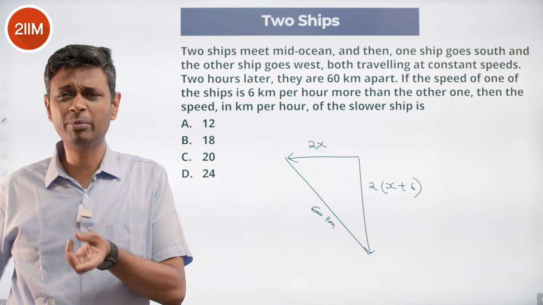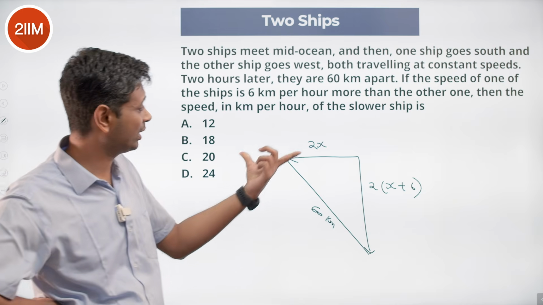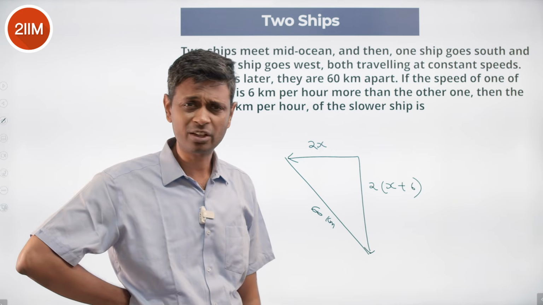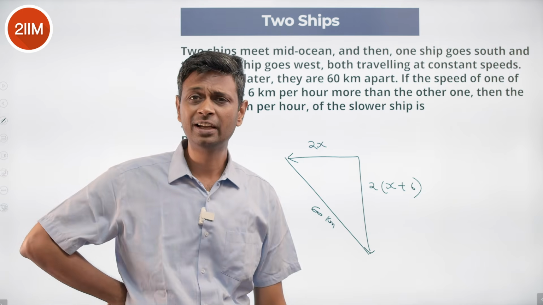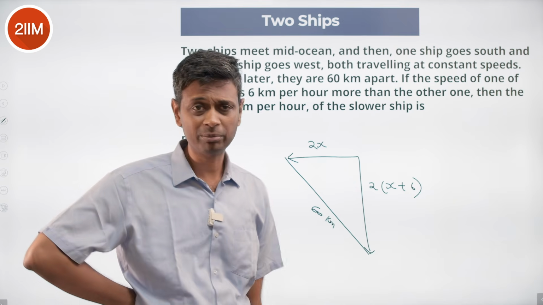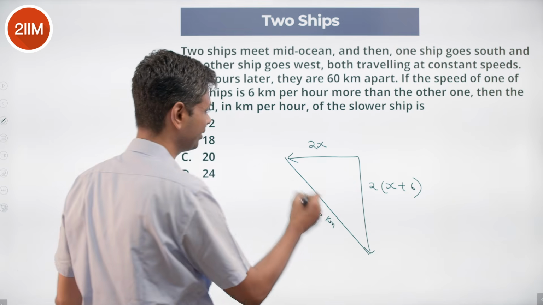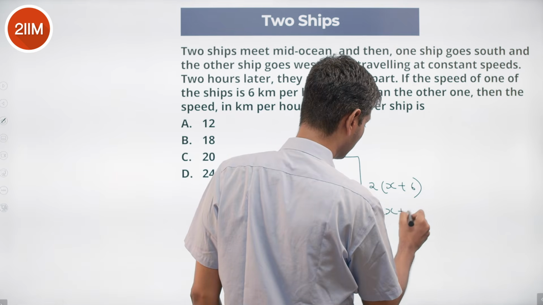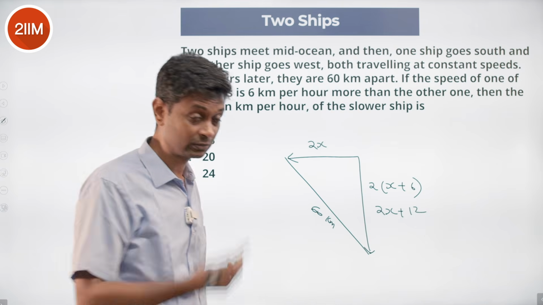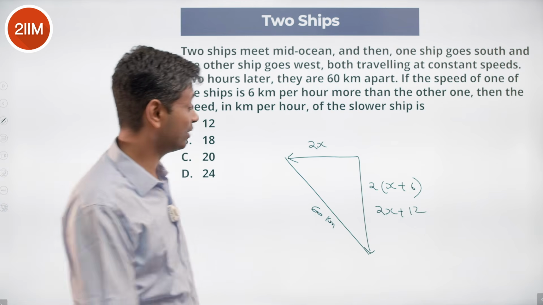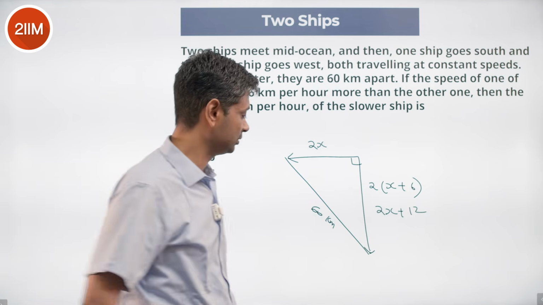Speed of the slower ship, let it be x kilometers per hour. In 2 hours it will travel 2x kilometers. The faster ship will be x plus 6 kilometers per hour. In 2 hours it will travel 2 times (x plus 6). Now this is 2x, this is 2x plus 12. The difference is 12. Chances are this is a beautiful Pythagorean triplet.